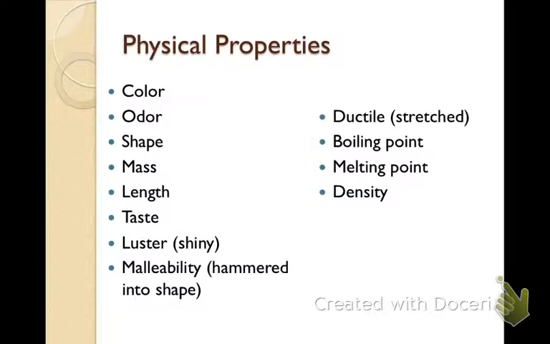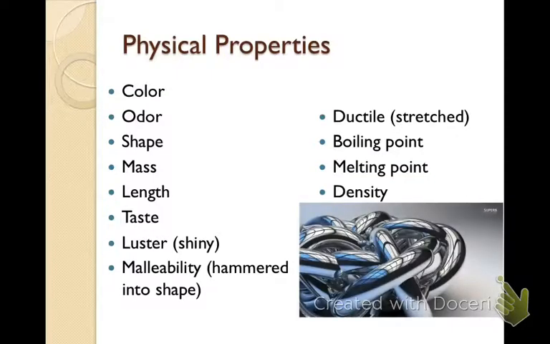So some physical properties, you've seen these since elementary school. Their color, their smell, their shape, the mass, length, the taste, of course not in lab, luster, which is how shiny it is. You can see that this piece of metal is very lustrous. It has a lot of shine to it.